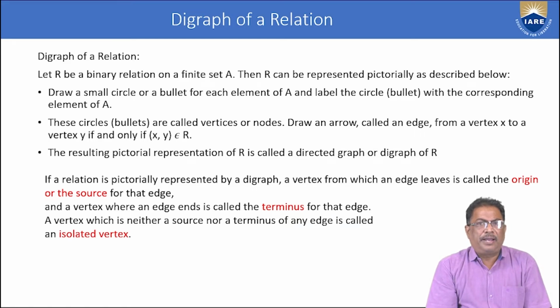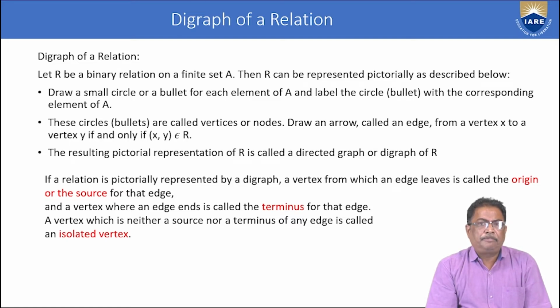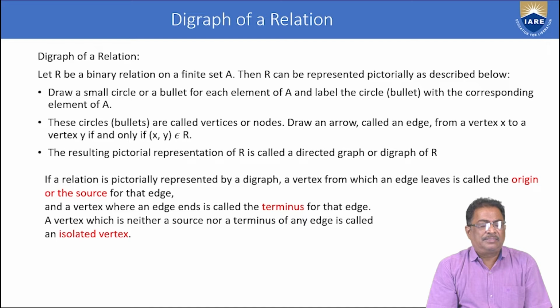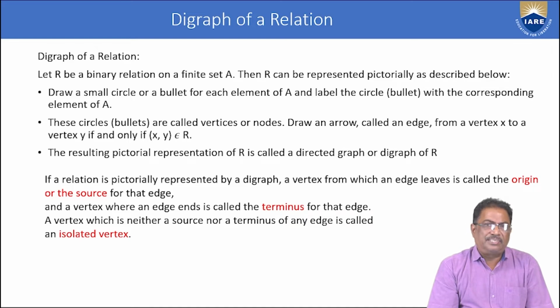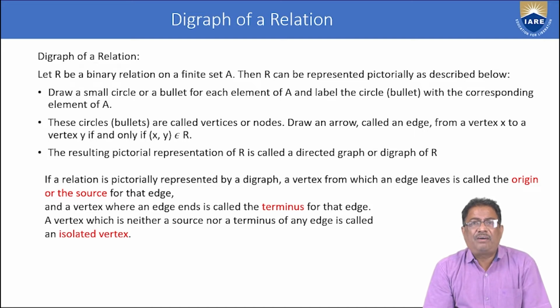So here R is a binary relation which is defined from the set to itself. Of course it is a binary relation, but we are taking the relation from set A to itself. Then how are we going to draw a digraph of a relation?